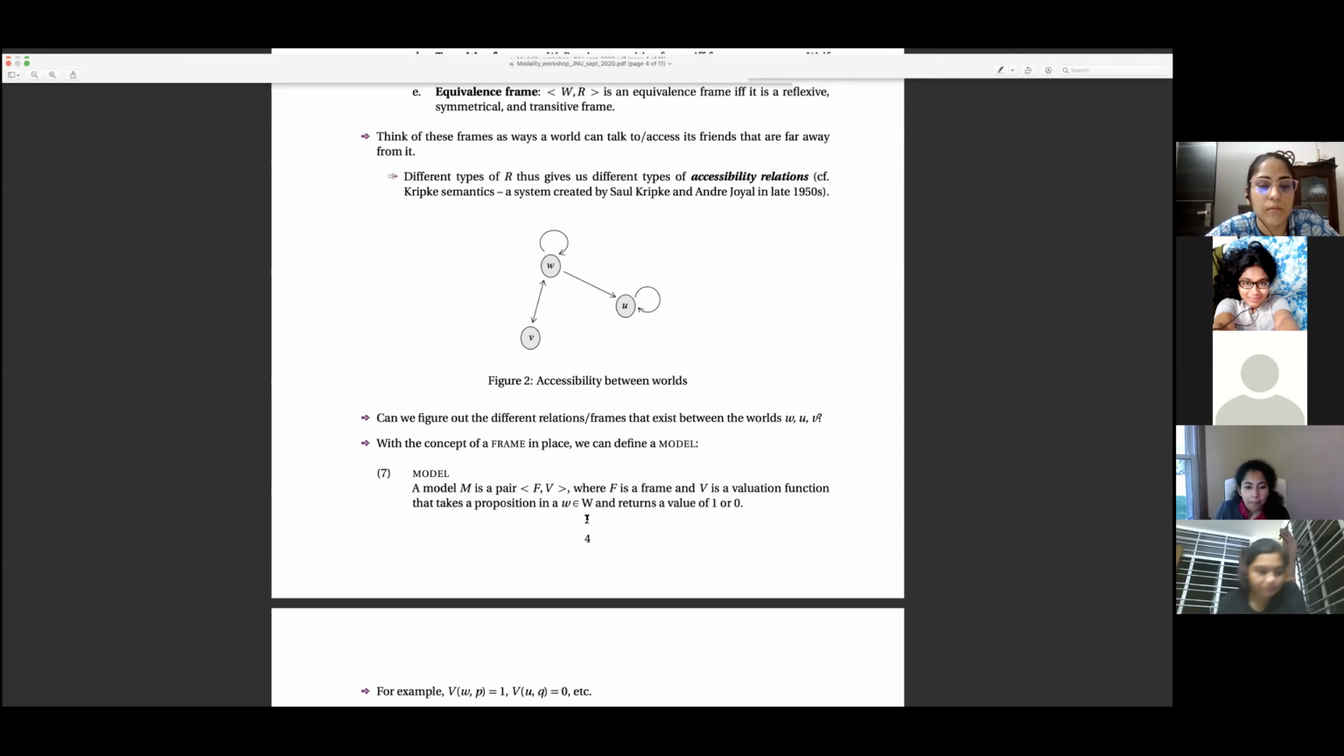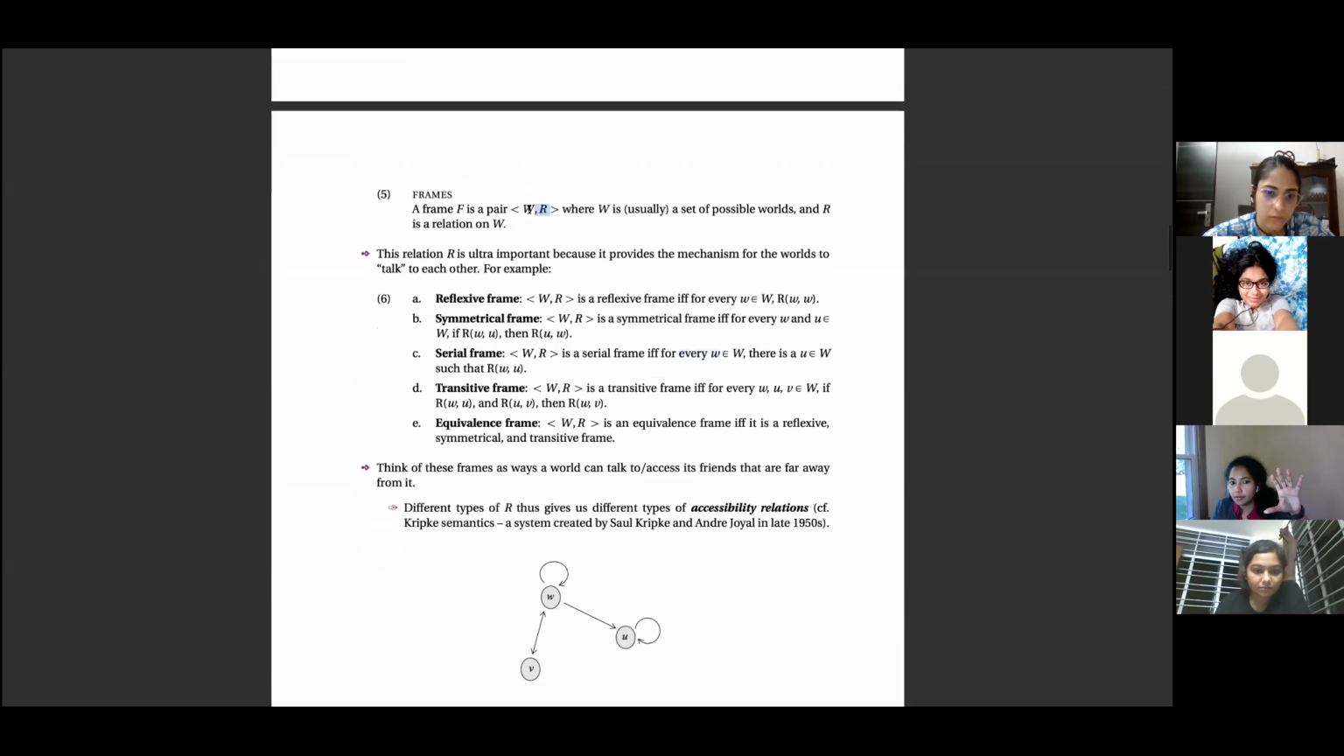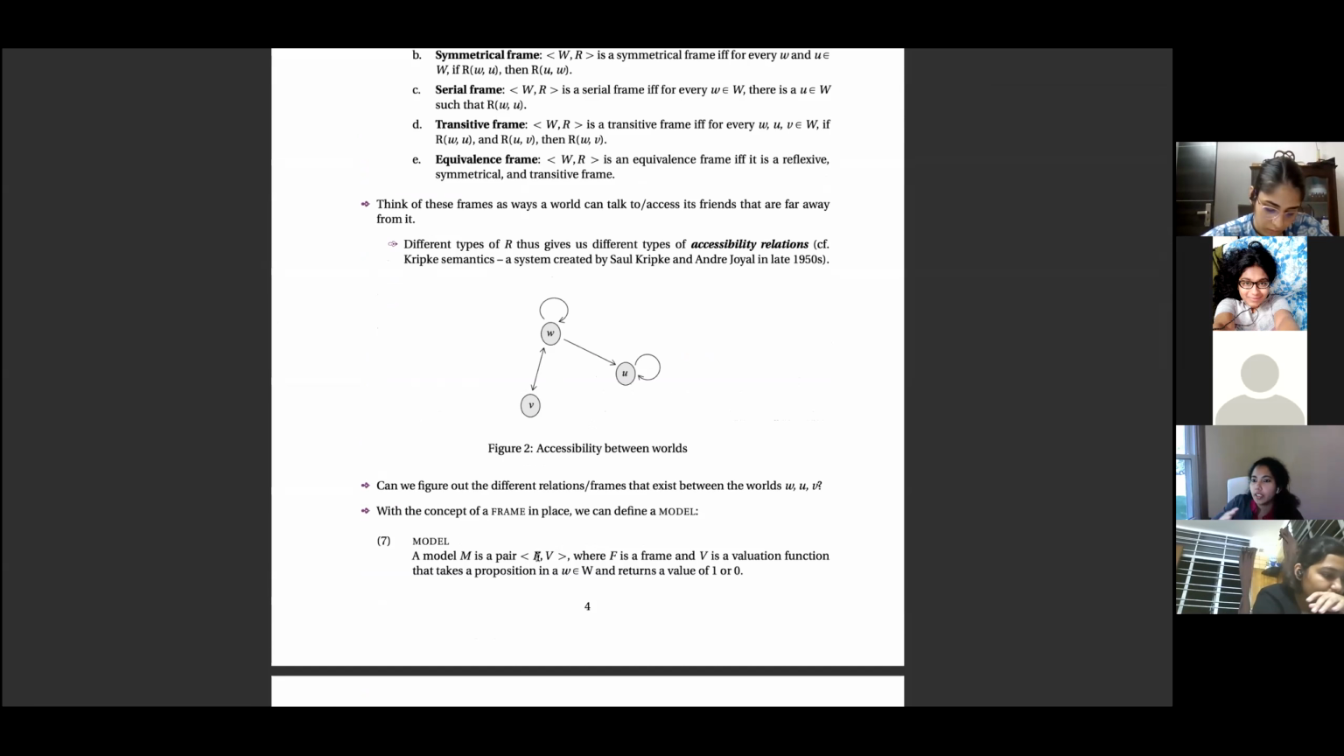Okay, so we have sort of tried to figure out some of these basic relations. Now let's try to define a model. A model is a pair. It takes a frame, which we already know is a pair itself, and also adds on top of it a valuation function. Basically, it takes a proposition in a world and gives you what its truth value is in that world, right? So this is the simplest way to write what a model can be.